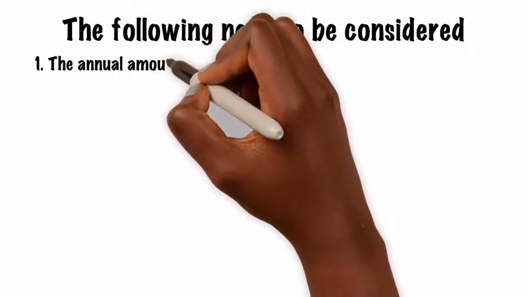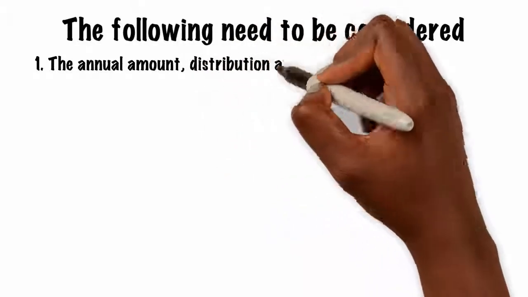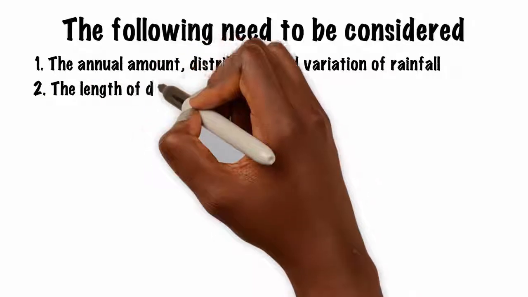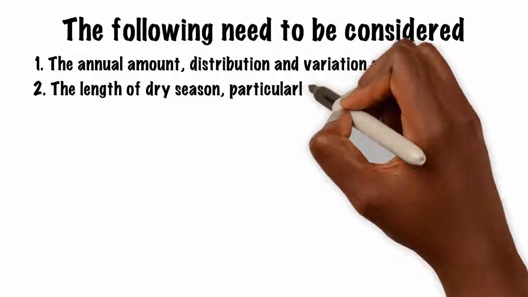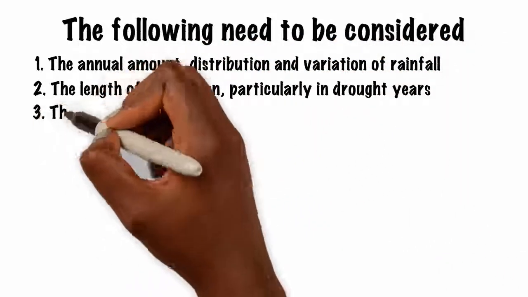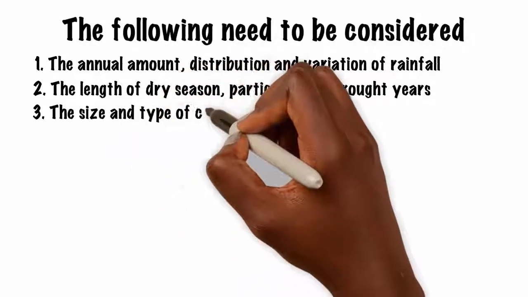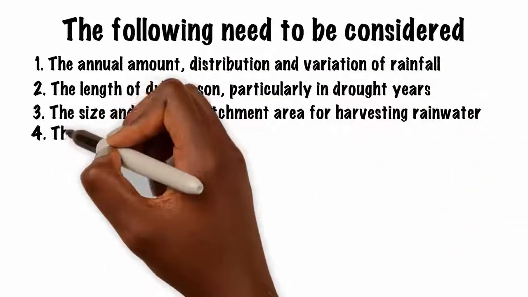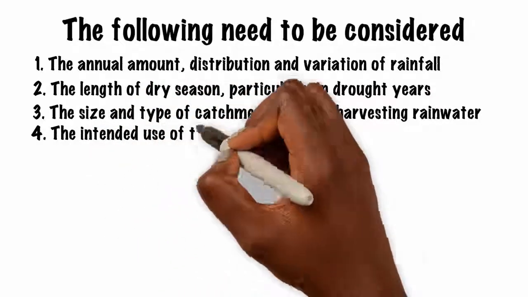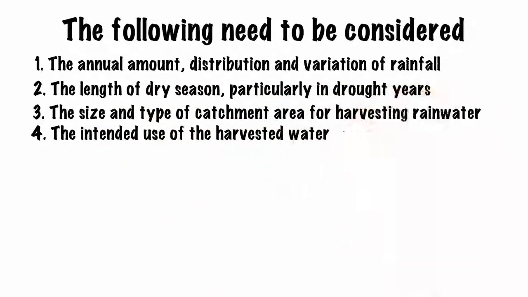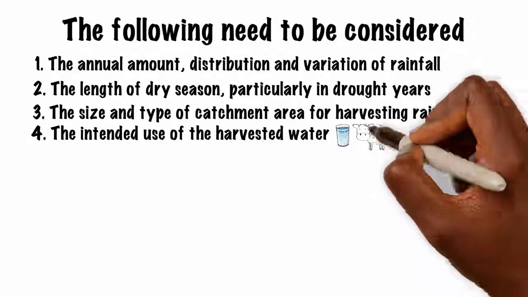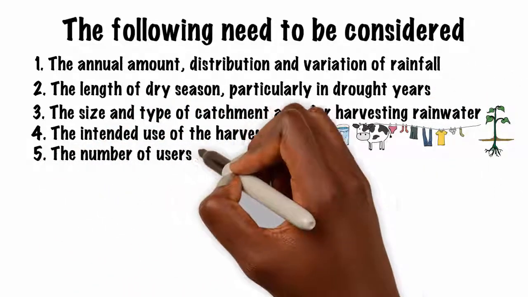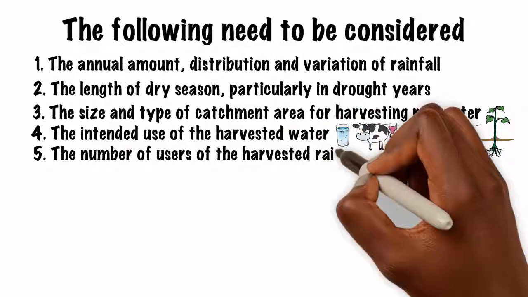1. The annual amount, distribution, and variation of rainfall. 2. The length of dry season, particularly in the drought years. 3. The size and type of catchment area for harvesting rainwater. 4. The intended use of the harvested water, for example, drinking, animals, washing, or gardening. 5. The number of uses of the harvested rainwater.